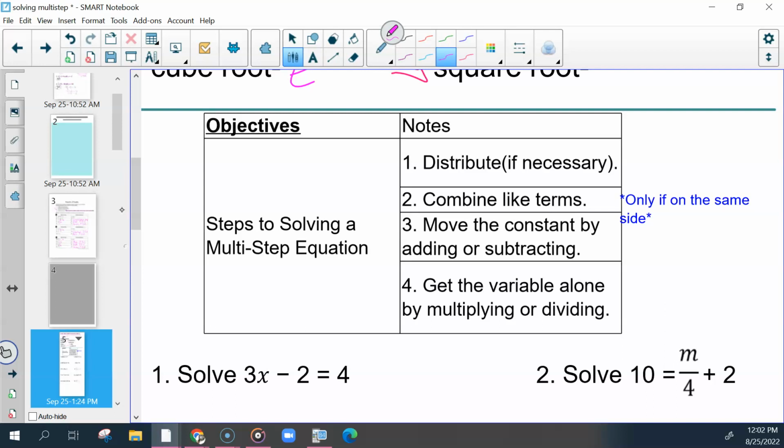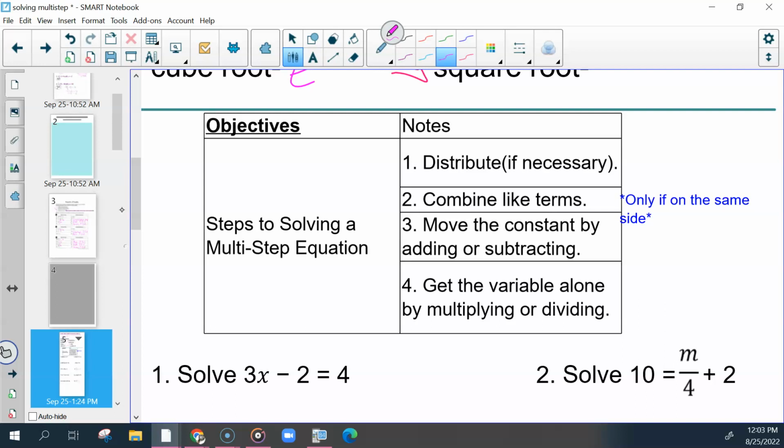These are good guidelines if you get to a problem and you're like, I don't really know where to start. For the most part, these work for just about all problems. There are some that they don't apply to. If they have parentheses, distribute. If they don't, move to the next step.